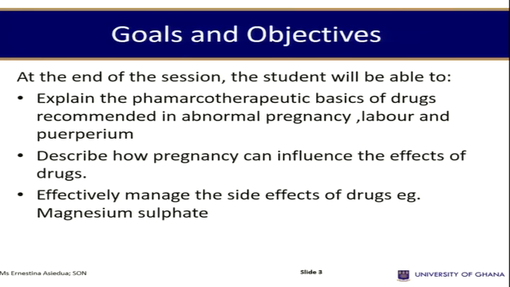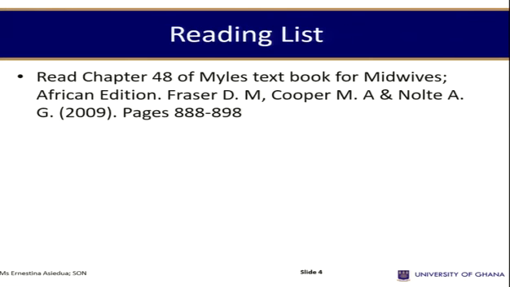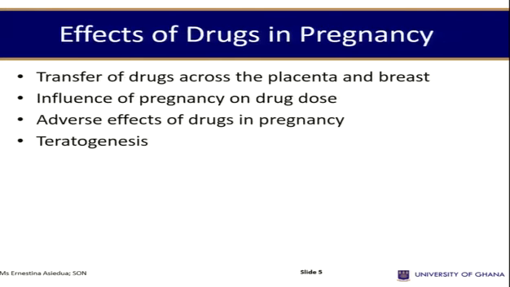By the end of this session, it is important that you'll be able to explain the pharmacotherapeutic basis of drugs recommended in abnormal pregnancy, labor, and puerperium. You will describe how pregnancy can influence the effects of drugs and effectively manage the side effects of drugs. Example, magnesium sulphate. That's a major reading. Effect of drugs in pregnancy.